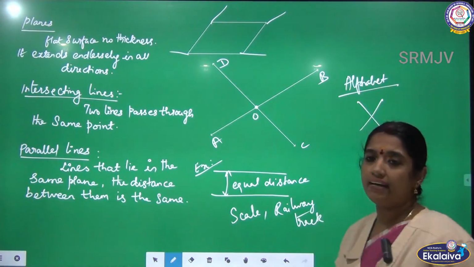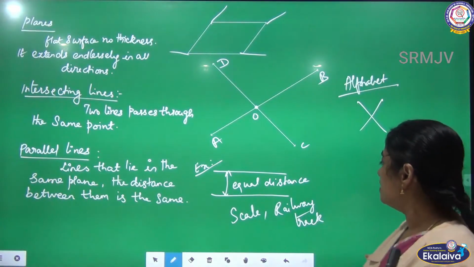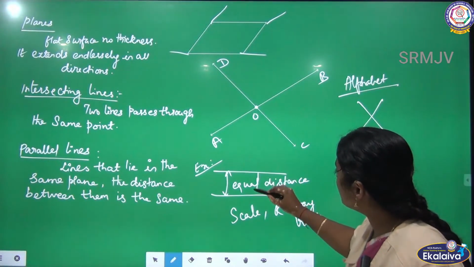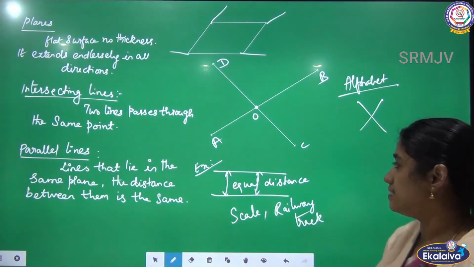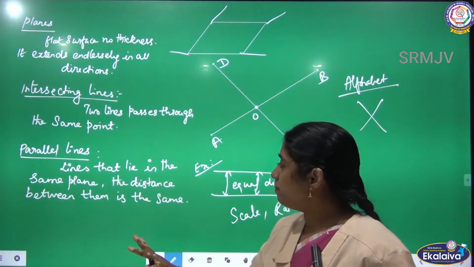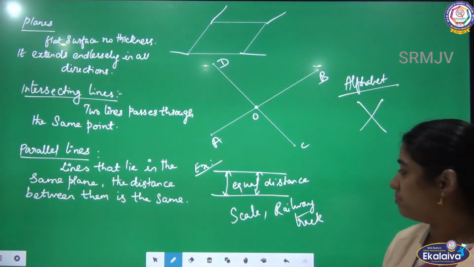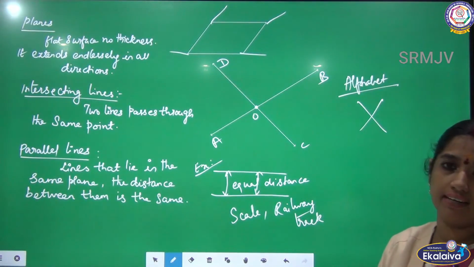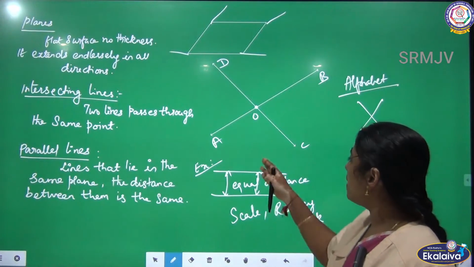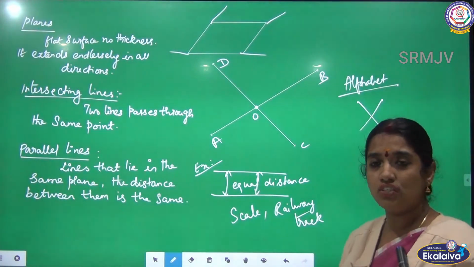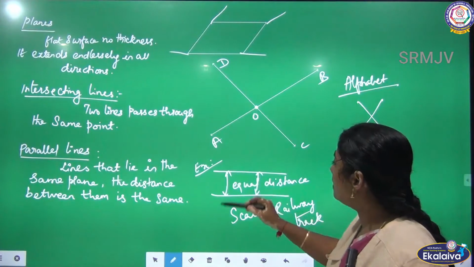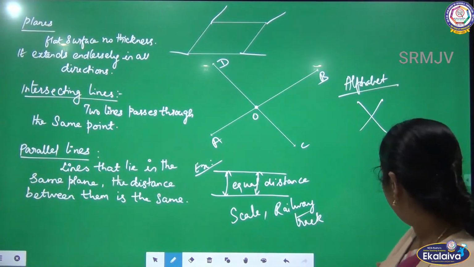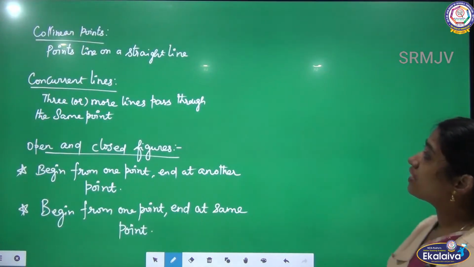Train track, railway track, whatever you may say. So parallel lines have an equal distance. They lie in the same plane, but the distance between them is the same. These two lines never intersect with each other. Got it? Can you understand this, children? Parallel lines never intersect with each other, but the distance between them is equal. Got it? So, parallel lines. Shall I move on to the next one, children?